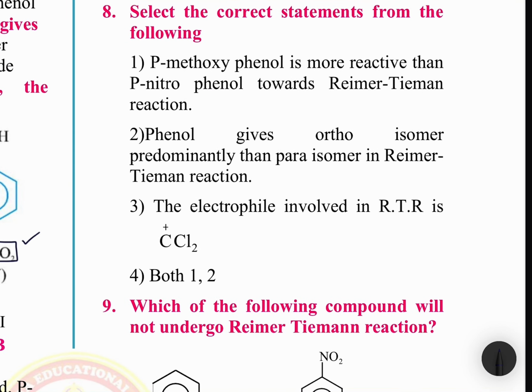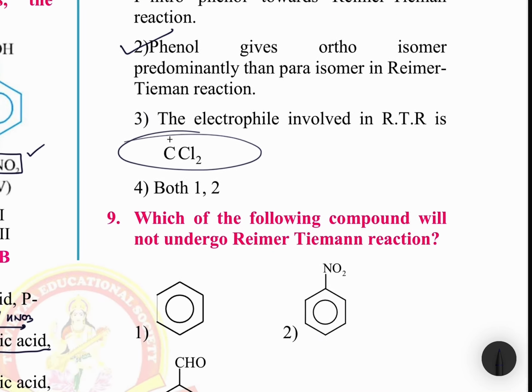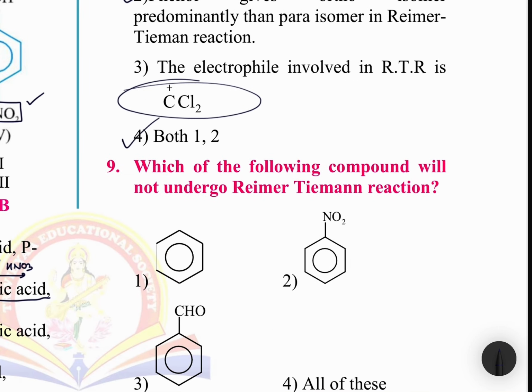Select the correct statement from the following. Para-methoxyphenol is more reactive than para-nitrophenol towards the Reimer-Tiemann reaction. Correct. We need electron-releasing groups. Phenol gives the ortho isomer predominantly in the Reimer-Tiemann reaction. The electrophile is CCl2+ is wrong. So both 1 and 2 are correct.